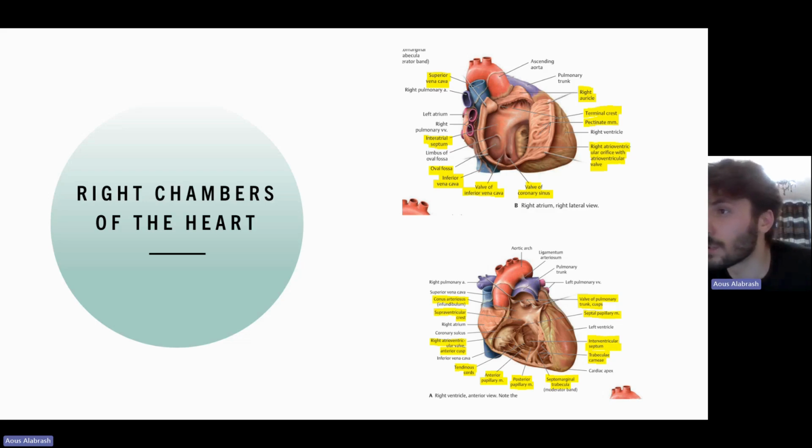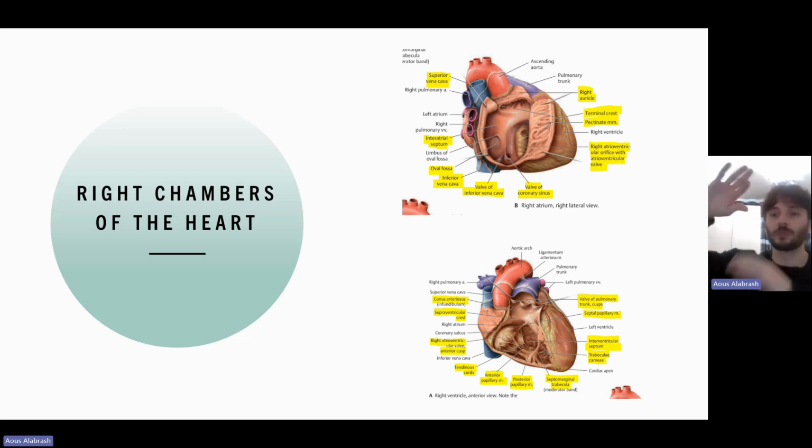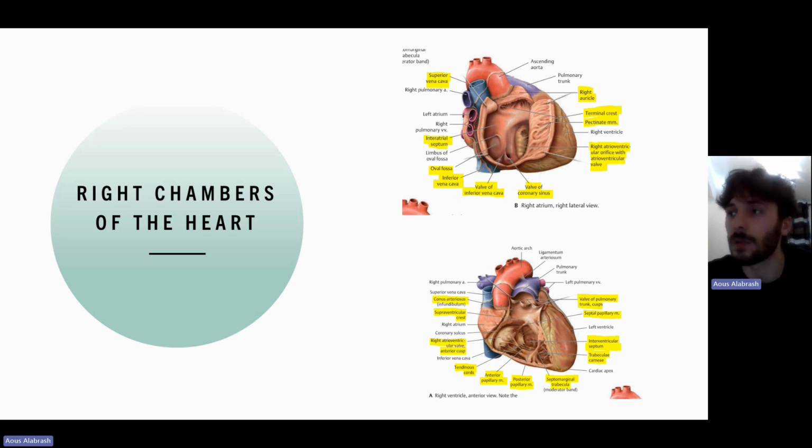Now, two more things that I want to talk about. One, the supraventricular crest. So what is the supraventricular crest? It's technically a line that divides the outflow tract from the inflow tract, the trabeculae carneae from the conus arteriosus. That's where the arrow is pointing. It's literally the line between the smooth surface and the quote unquote rough surface, where you have all the muscles and so on.